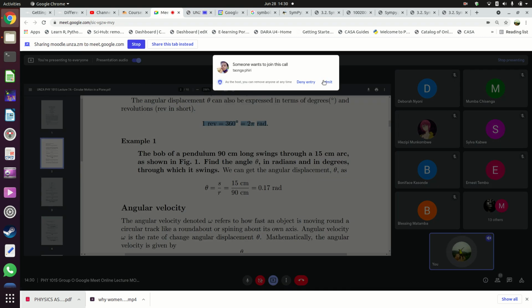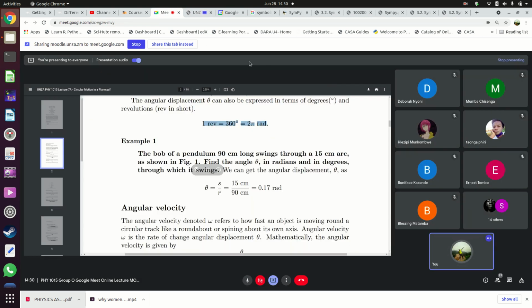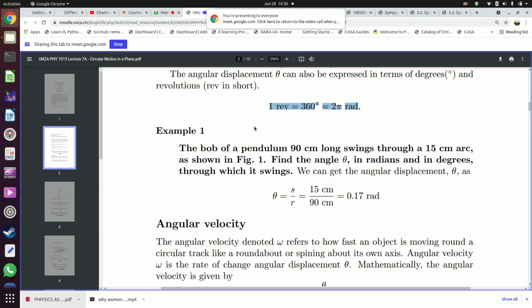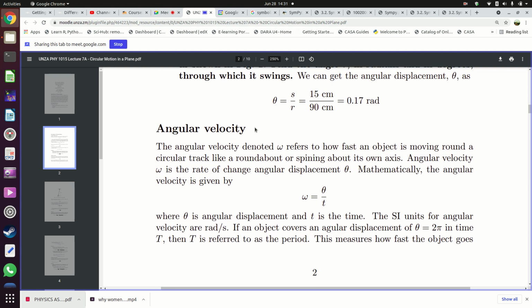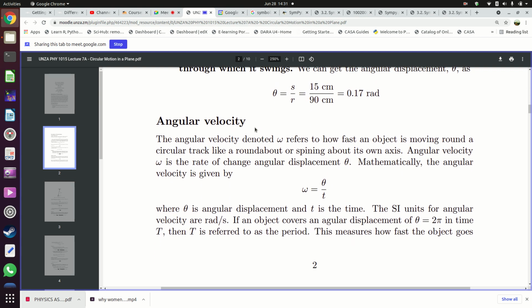So that's the first thing you need to be aware of. Always, if you're given an angular displacement which is in degrees, change it into radians. If you're given an angular displacement which is in revolutions, change it into radians. The reason is that it's only by using radians that you can multiply distances with other things. The other thing we want to look at is your speed. How fast are you moving in a circle?